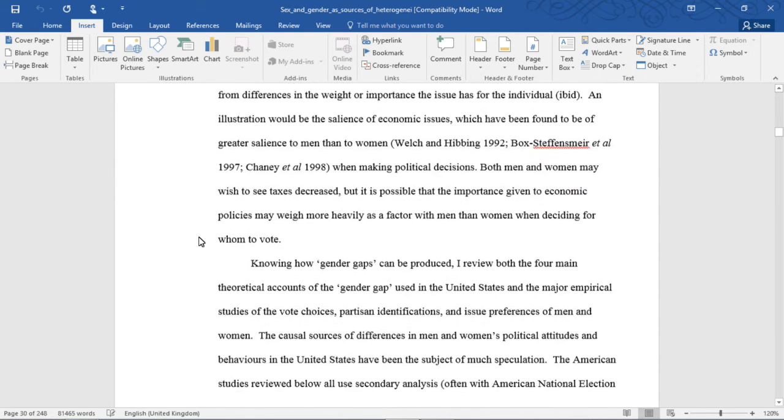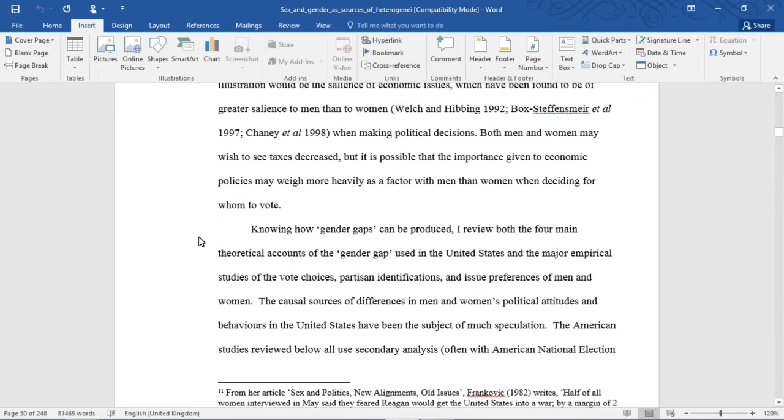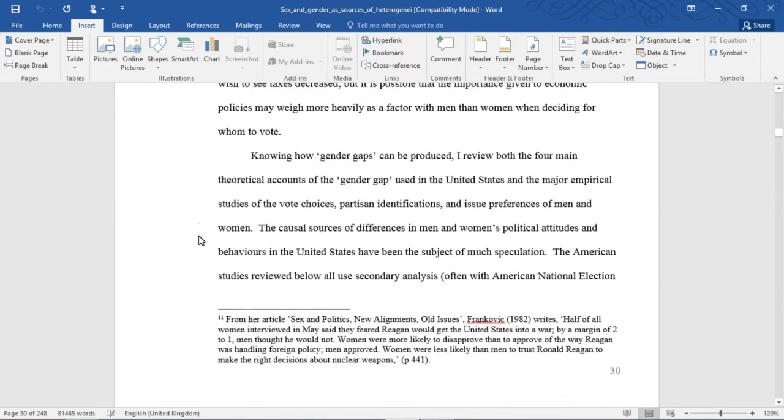Both men and women may wish to see taxes decreased, but it is possible that the importance given to economic policies may weigh more heavily as a factor with men than women when deciding for whom to vote.